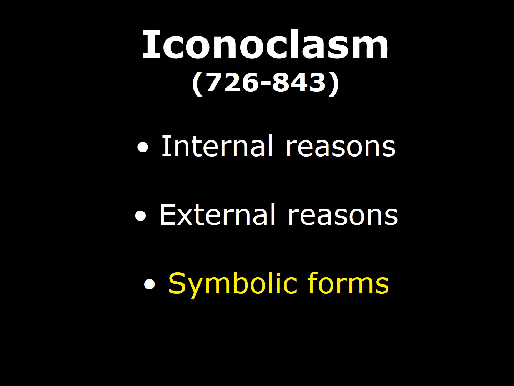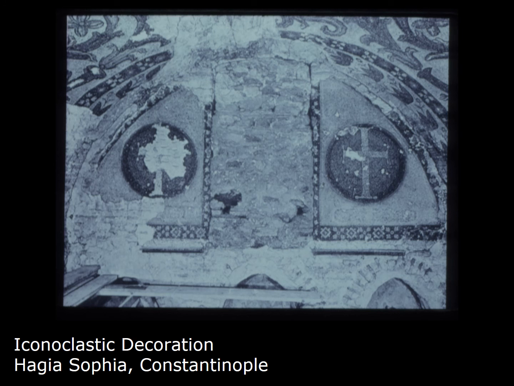So when the icons are destroyed, then what forms are used to represent their faith? Well, this is when symbolic forms become really prominent. So things like the cross, a vacant throne of heaven, a cabinet with scriptural scrolls, and then decorative details, so floral, animal, and architectural motifs. Here's just an example of an iconoclastic decoration at the Hagia Sophia in Constantinople, and you can see the cross is one of those figures that has come into play quite frequently.